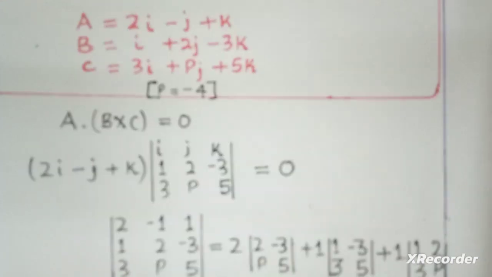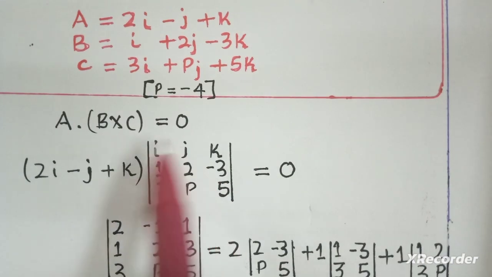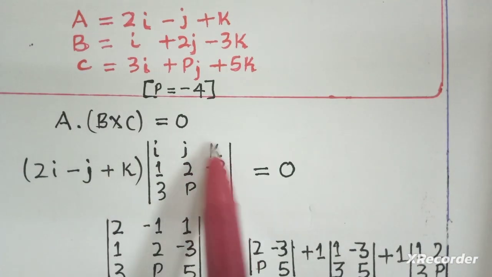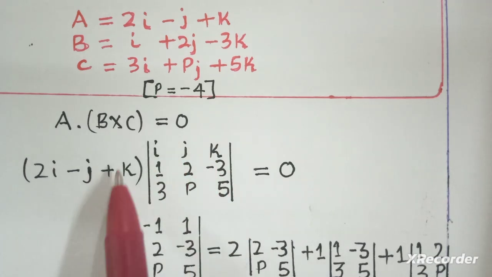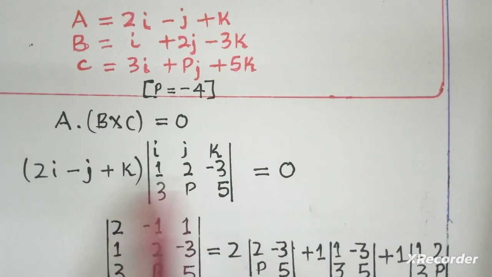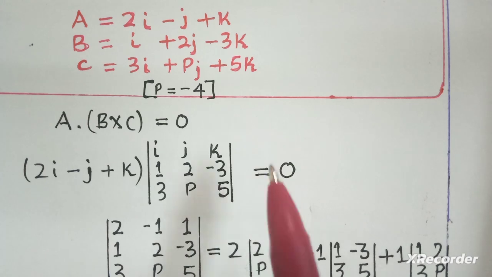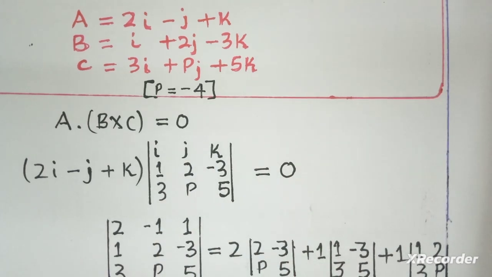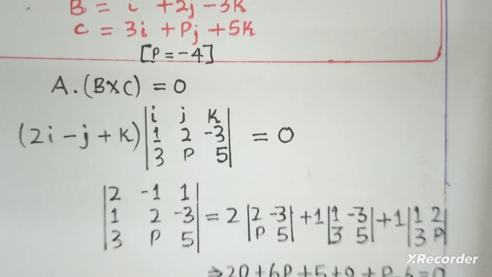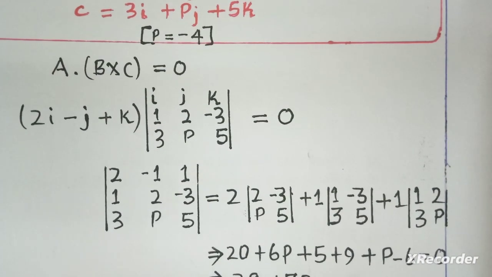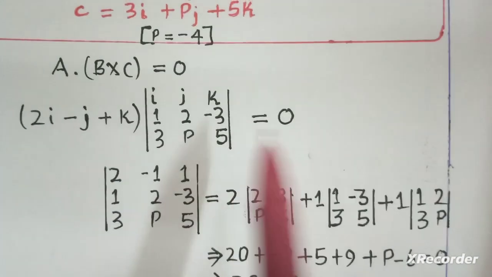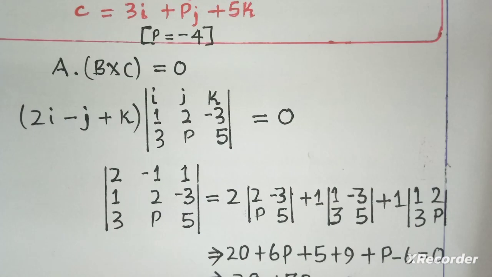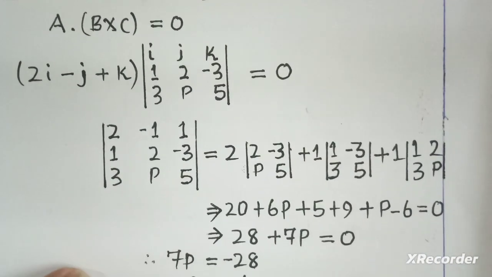So for that, we first write B and C. For B and C, it is here. Then this is our A. When we multiply those, guys, we are supposed to get 0. And this 0 is what we use to find the unknown value. We equate whatever we have gotten here to 0. And whatever we've gotten here is actually here. This is what we get.